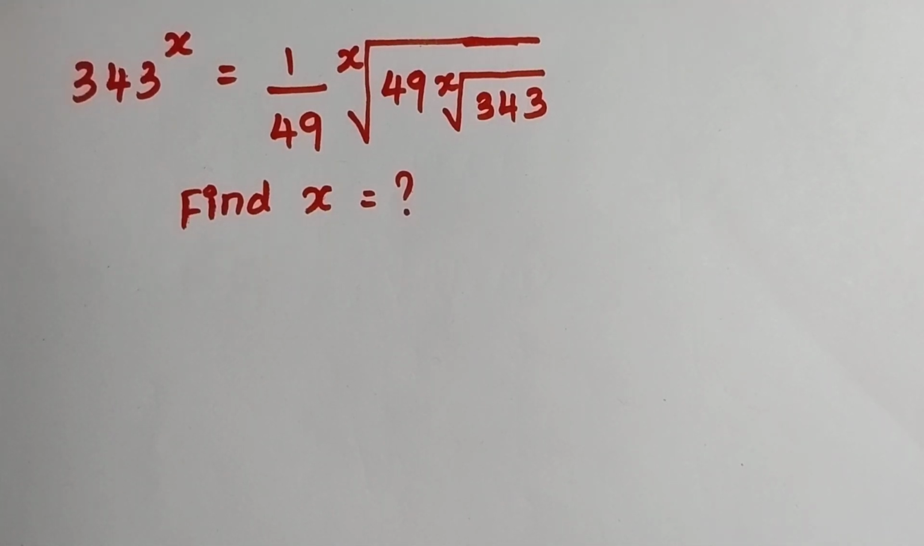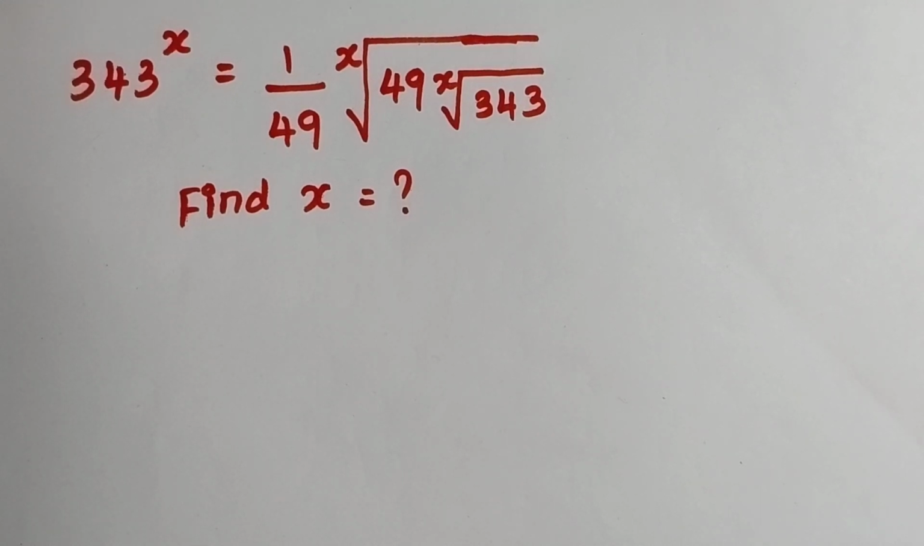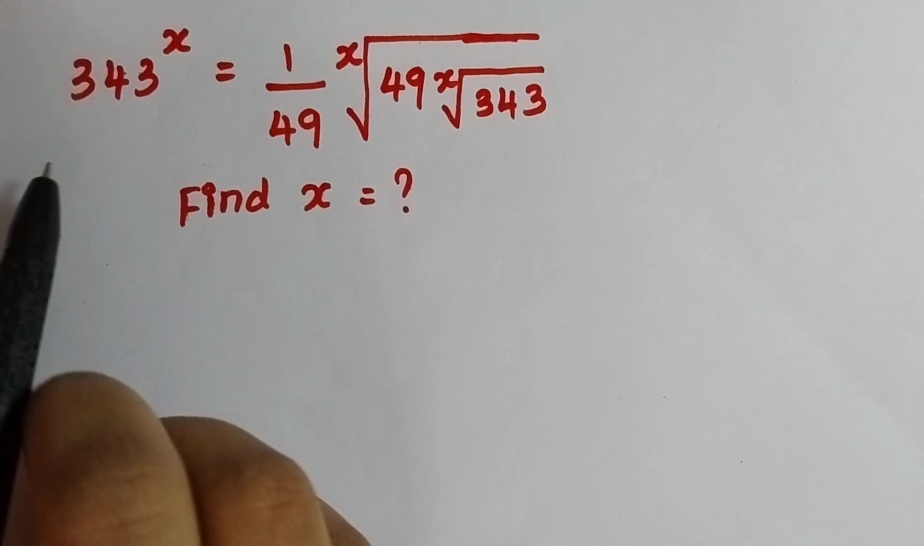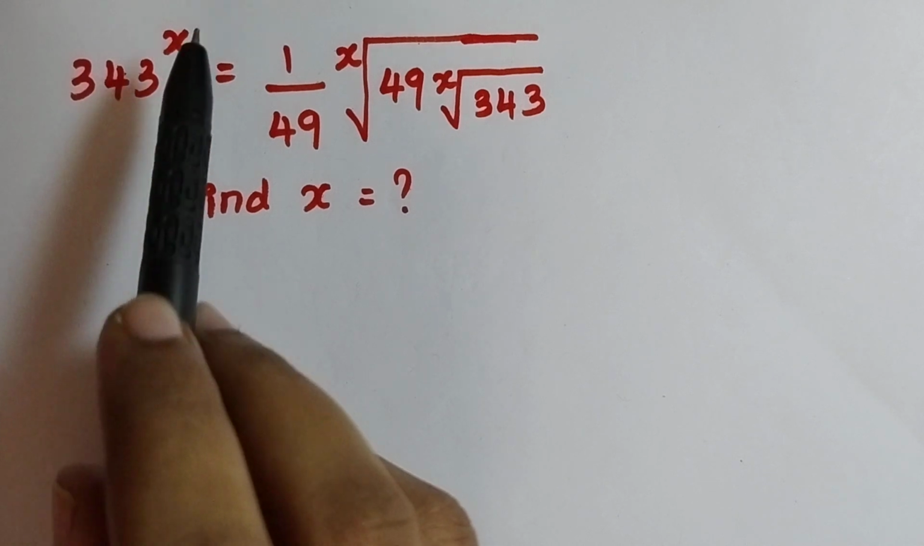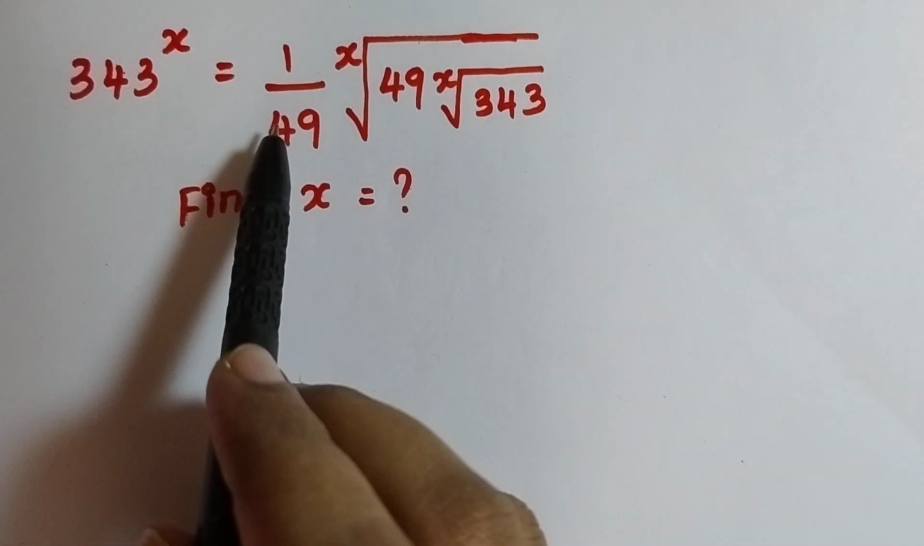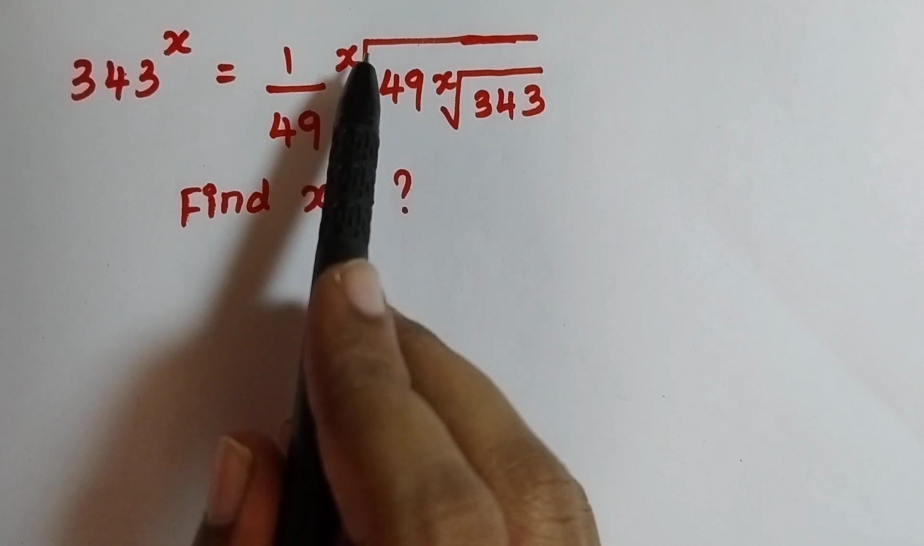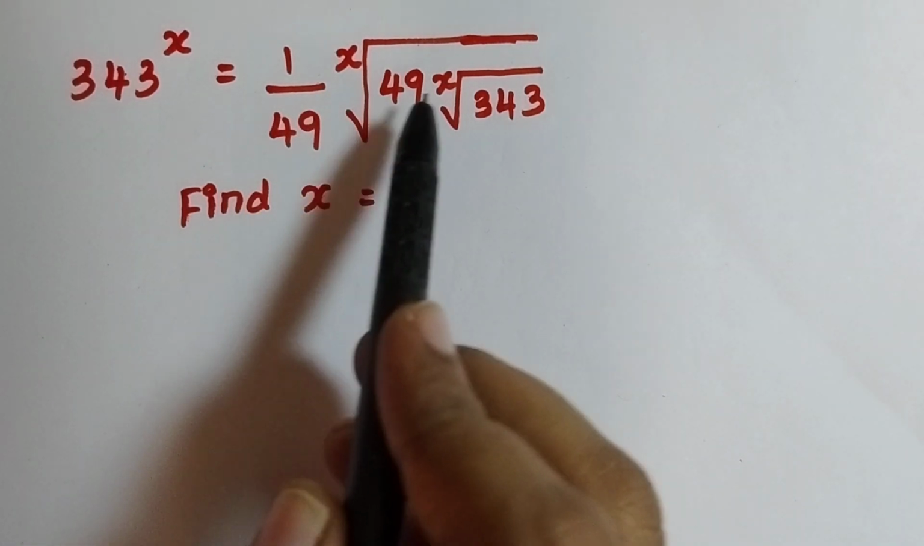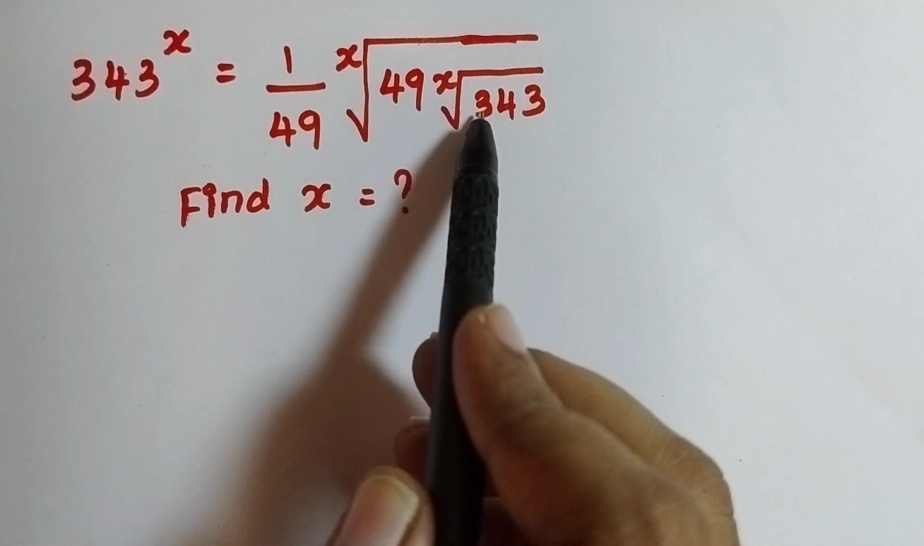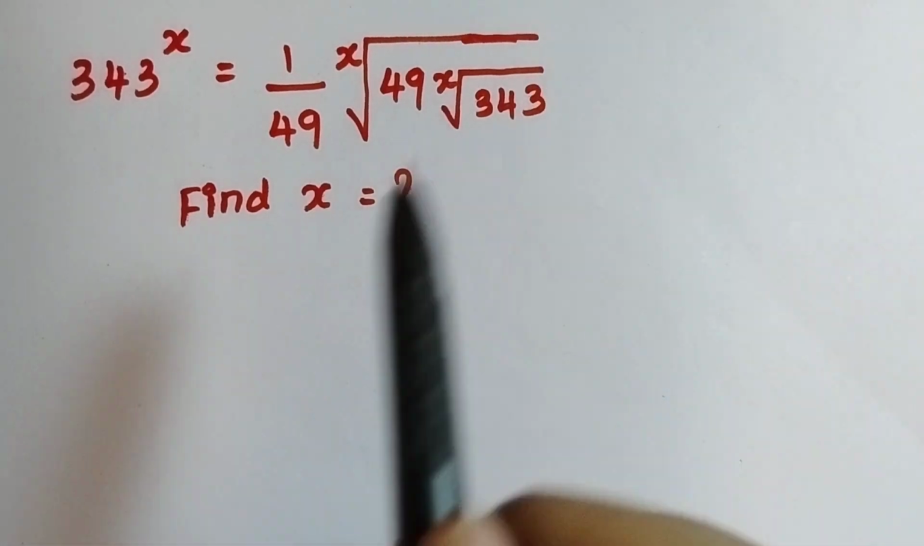In today's class, we are going to learn how to solve these types of problems, and they ask us to find the x value by equating the equation. So, if you see here, 343 the whole power x is equal to 1 by 49, root power of x, 49 into root power of x, 343.